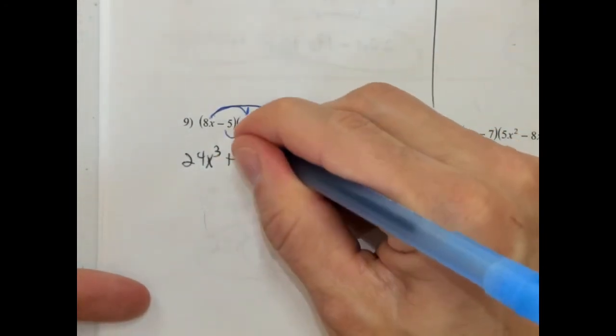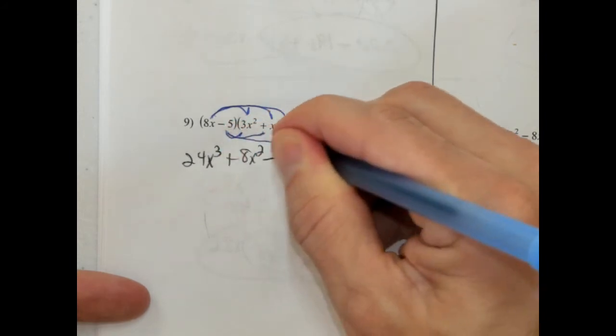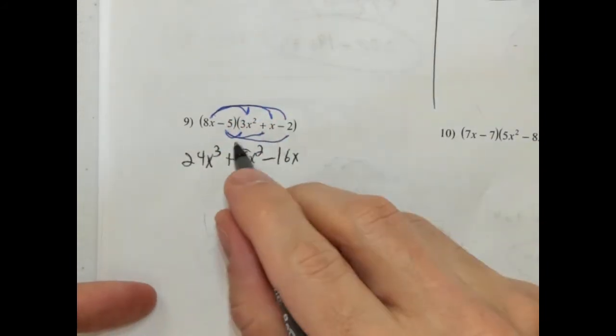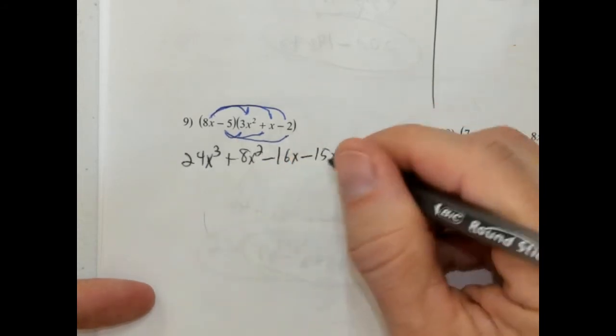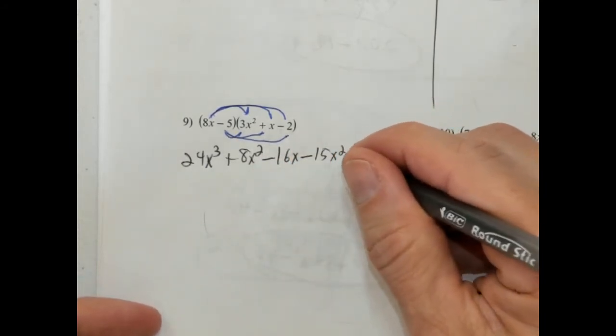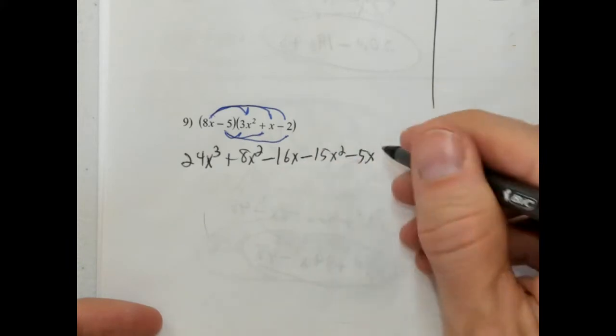Distribute the negative 5. Negative 5 times 3x squared is going to be negative 15x squared. Negative 5 times x is going to be negative 5x. And negative 5 times negative 2 would be positive 10.